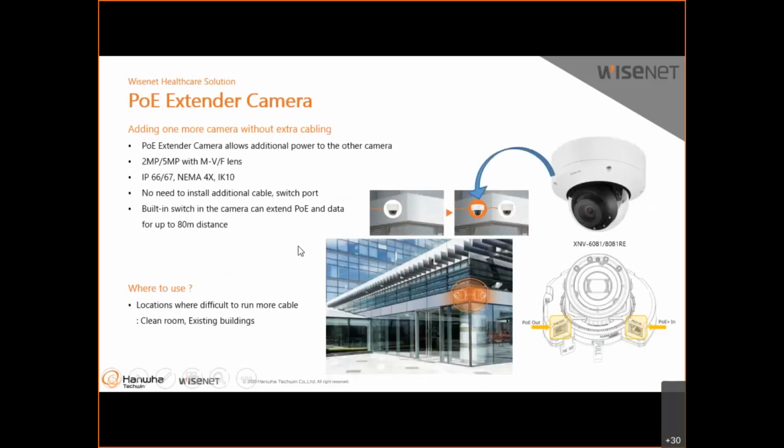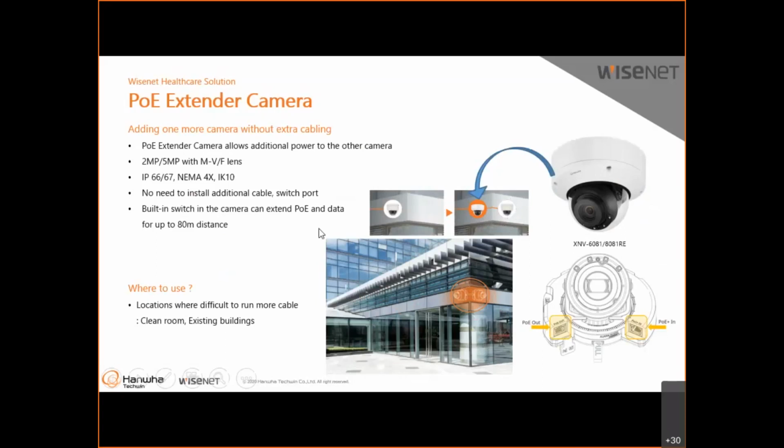And this is the PoE extended camera. The reason why I put this model in this healthcare solution is that normally in a hospital, it can sometimes be difficult to pull cable and install a new camera. But in this case, if you have an existing camera, you don't have to run another LAN cable or power cable, and you don't have to add a network switch port. You can just install this PoE extended camera and attach the existing camera like this. So you don't have to install any other cable. You just install another camera and connect with the RJ45. Then this PoE extended camera will give power to the other camera, so you can have one extra camera.